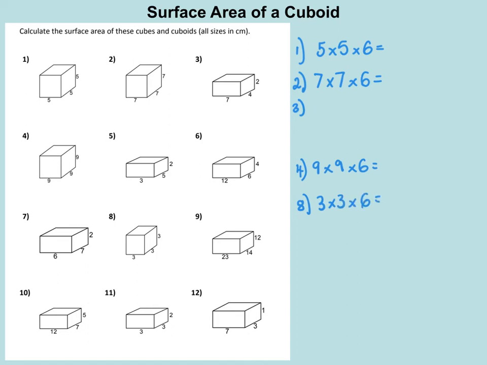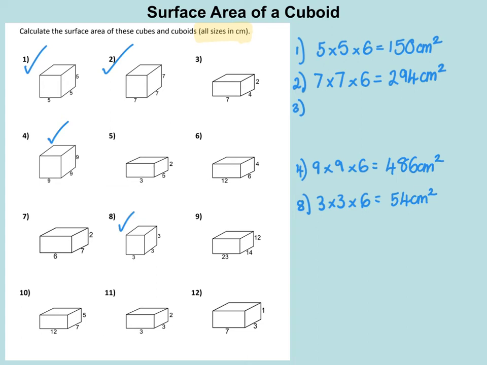Okay, I remember that up the top it's telling us that all the sizes are in centimetres. Now because we were working with surface area, all our surface areas are going to be in centimetres squared. Okay, so that's the answers for those 4 there. So I've done 1, 2, 4 and 8. Okay, so I'll just keep working through the other ones now.